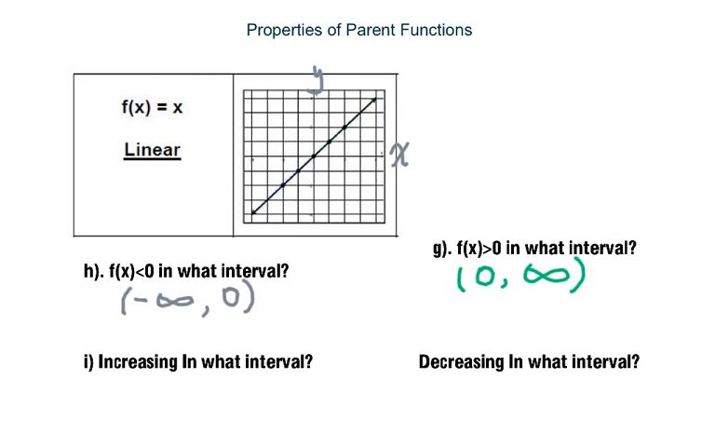So for I, in what interval is it increasing? Did you see? It's going up. When x increases, then y still increases. It's going up. That means the whole thing is going up. That's why it will be from negative infinity to positive infinity. It's all increasing. So no decreasing interval for f(x) equals x.